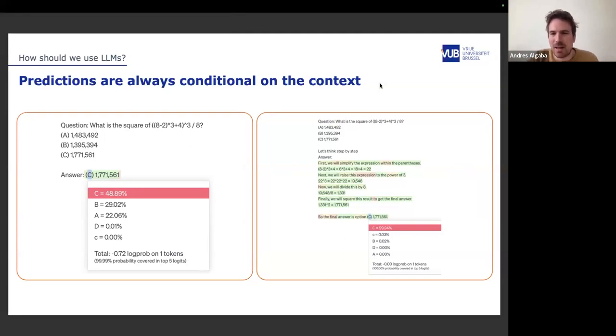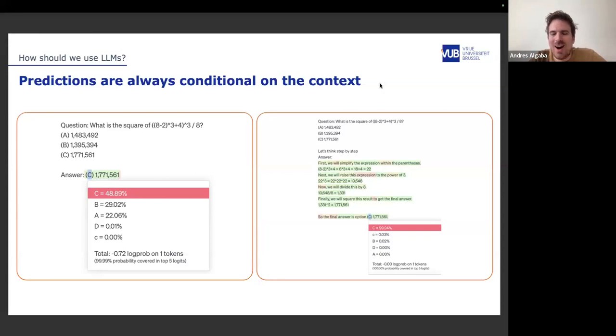And this again seems like very weird behavior, what we see here. So what do we see here? We see what is the square of, no. We have a reply A, B, C, and we ask the model for an answer immediately. And it gives the correct answer, but we see that it's only 49% sure. So if I ask the model 100 times this question, 29 times it will give the wrong reply B, and 22 times it will give the wrong reply A.